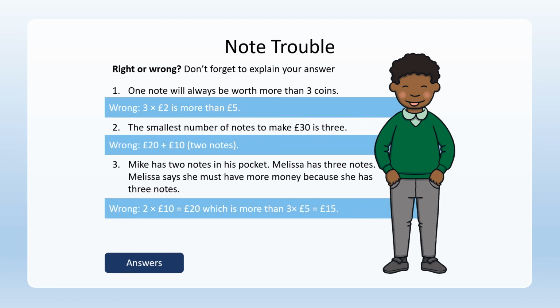Let's have a look. Number one is wrong because 3 £2 coins is more than £5. So you would have more money with the coins than you would with the note. The second is also wrong because you can make £20 and £10 to make 30. So you'd only use two notes and not three. And the final one, also wrong, because if you had two £10 notes, you'd have £20, which is more than 3 £5 notes, where you'd only have £15.